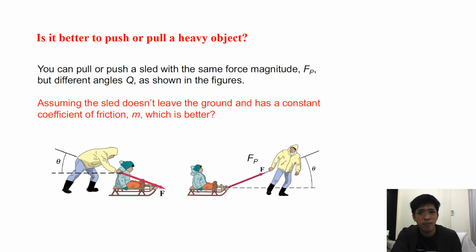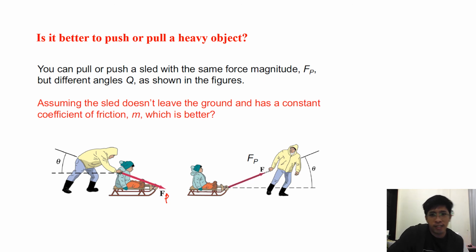Just a last note. Is it better to push or pull a heavy object? You can pull or push a sled with the same force magnitude, Fp, but different angles Q, as shown in the figure. And assuming that the sled doesn't leave the ground and has a constant coefficient of friction M, which is better? Is it better to push the sled with your force Fp, or is it better to pull with a force Fp here?